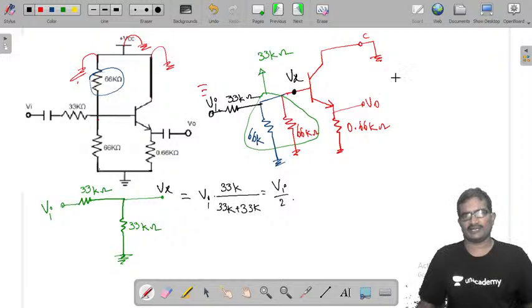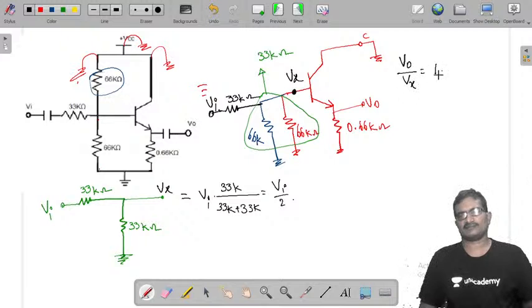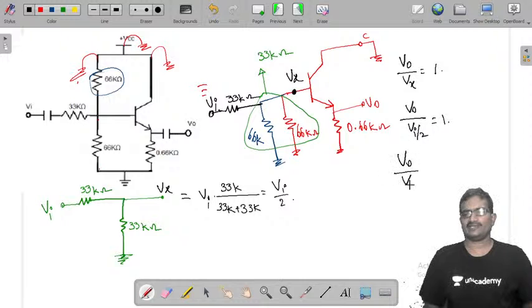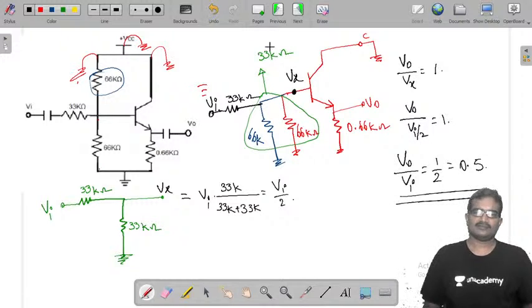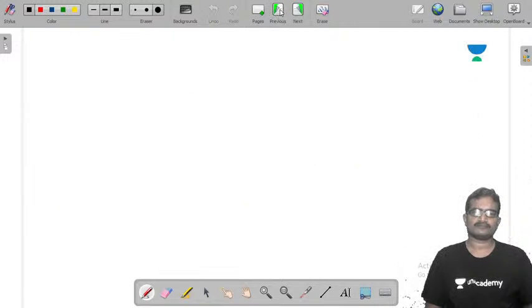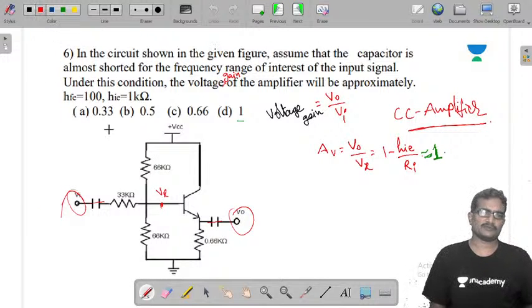But just before we calculated, V naught by Vx is 1. Now in place of Vx I am writing Vi by 2. Therefore V naught by Vi by 2 is 1, so V naught by Vi is 1 by 2, 0.5. This is the voltage gain they want. This is the voltage gain they are asking. Now this is the right option.